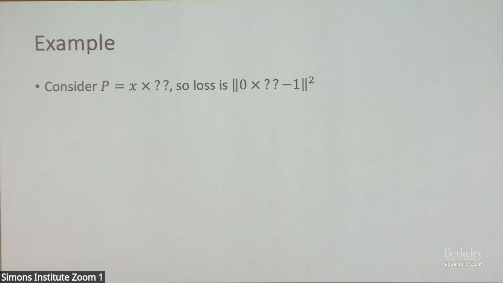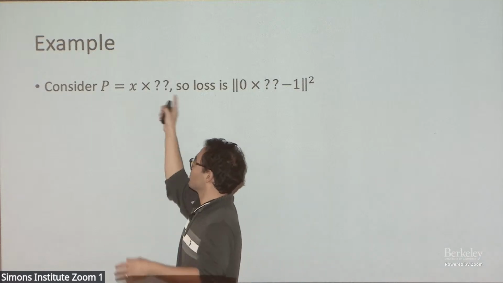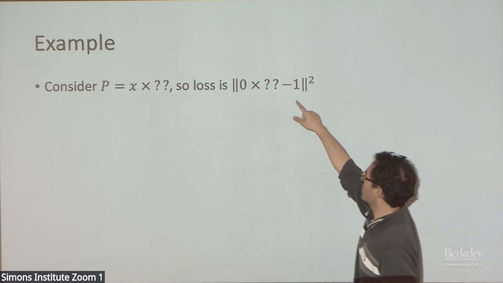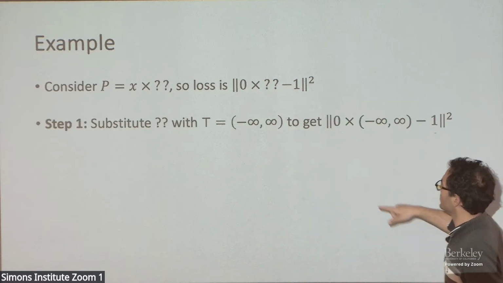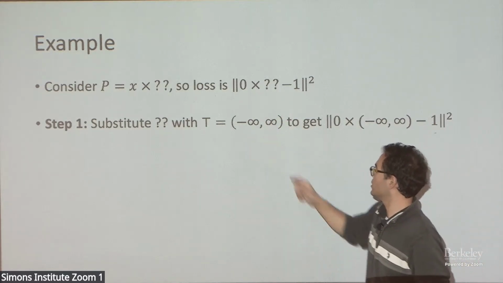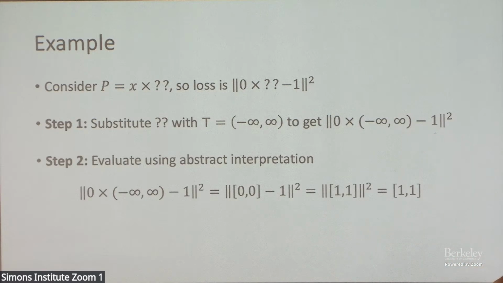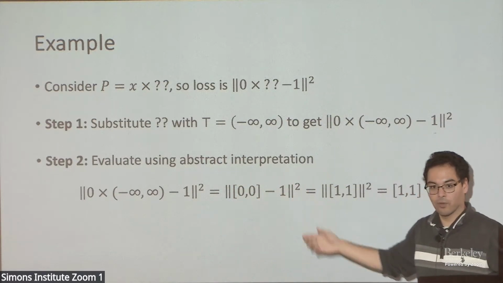So just to walk through an example, this was the example I showed earlier, where we knew that 0 times anything could only be 0. So here the loss is 0 times the program, and the loss is the mean squared error. We're going to substitute the hole with top. For interval semantics, we're going to substitute it with minus infinity to infinity because it can be anything. And then we use abstract interpretation to propagate. So when we multiply this by 0, we get 0. That was the main insight.